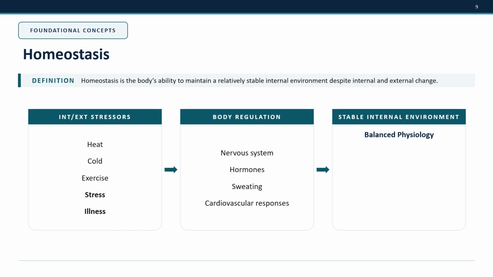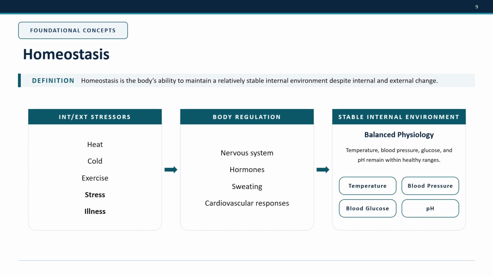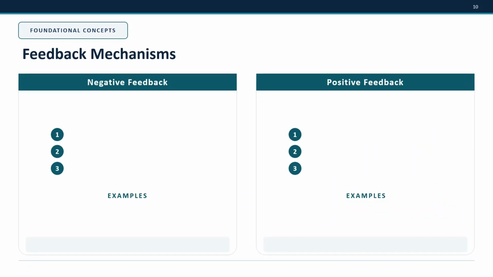And really, the outcome that we're looking for is that stable internal environment. We're maintaining a relatively normal temperature, blood pressure, blood glucose level, and pH within those healthy ranges. And how the body is going to regulate homeostasis is through these feedback mechanisms, of which there are really two types. We have negative feedback and positive feedback.